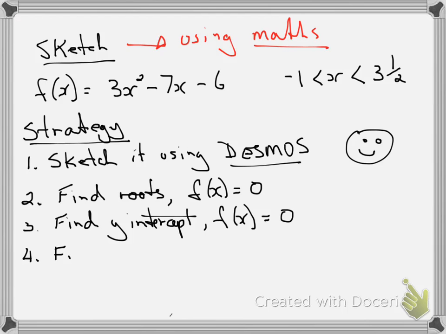Number 4, find the turning points. Well, in this case, it'll be 1 because of the quadratic. Now, I heard some people already saying, what is Mr. Moore talking about? Well, turning point is quite simply the x value is negative b over 2a.